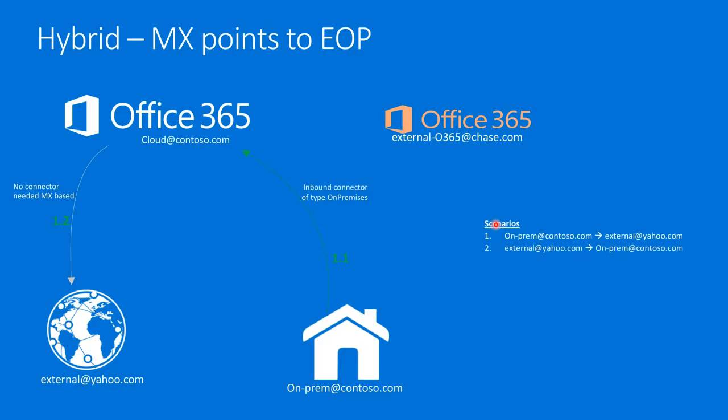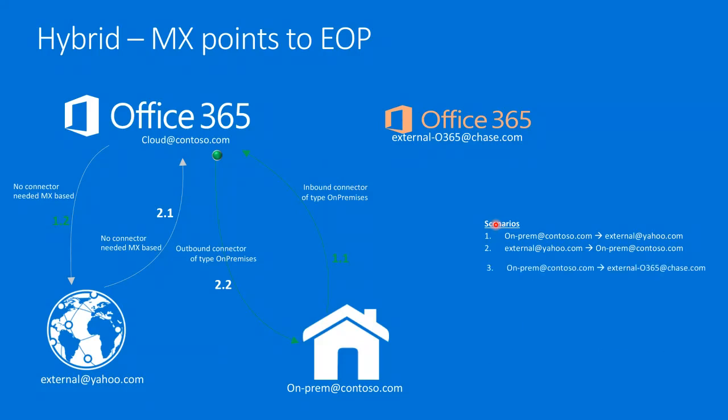The second scenario: an external user, yahoo.com or any other third-party domain, sending an email to your contoso.com on-premises mailbox. The email is received by Office 365, or EOP, first, because your MX is pointing to EOP, and this again doesn't require any additional configuration. The email is received by Office 365, and using the outbound connector of type on-premises, the email is relayed to the on-premises mailbox.